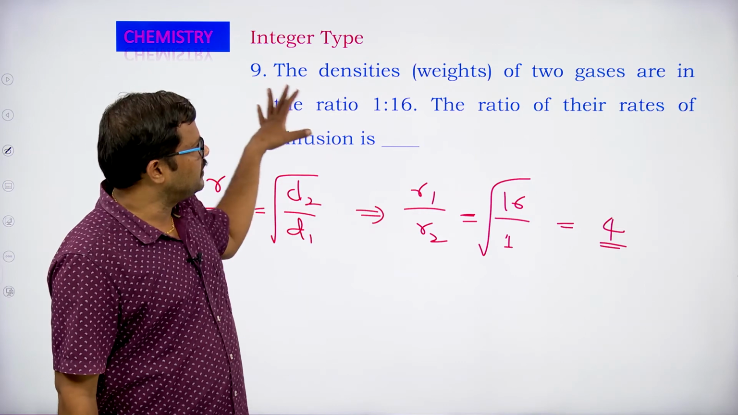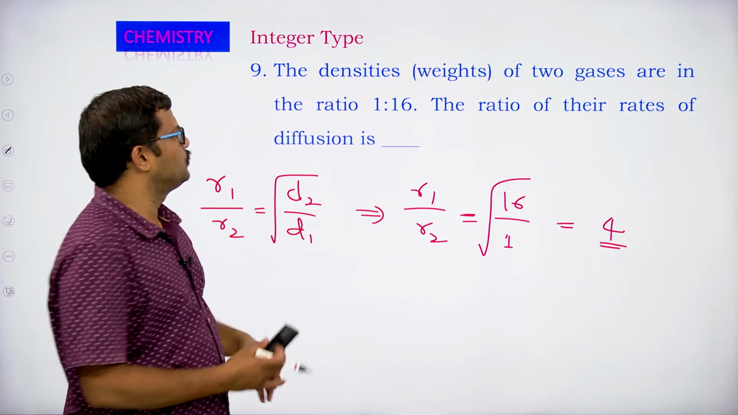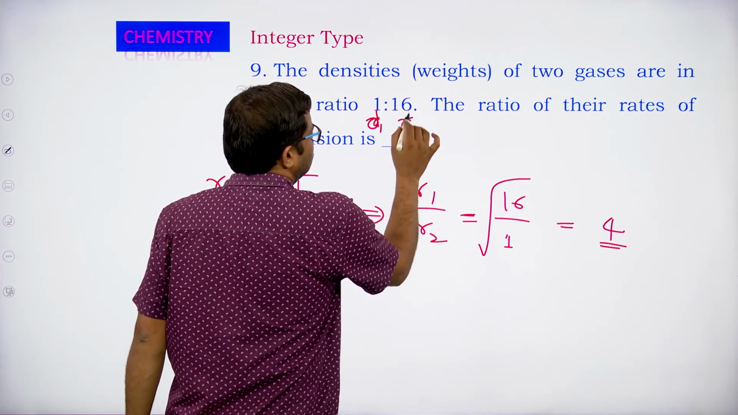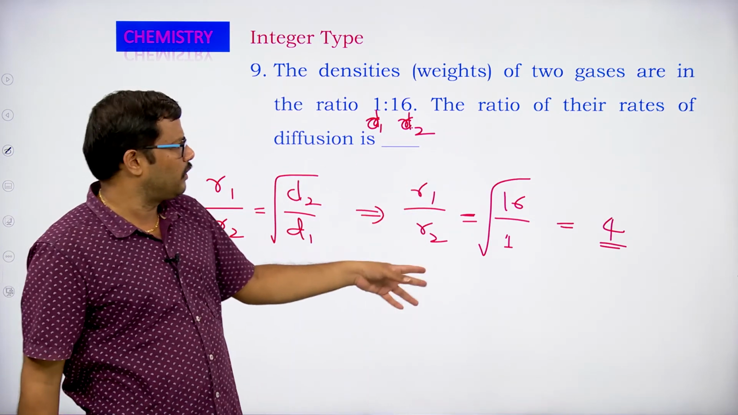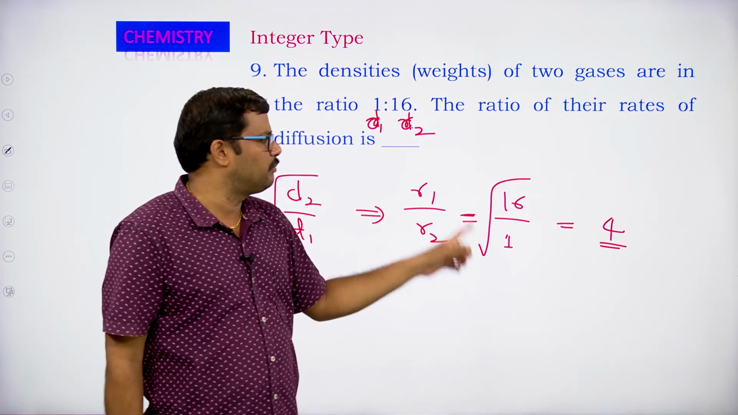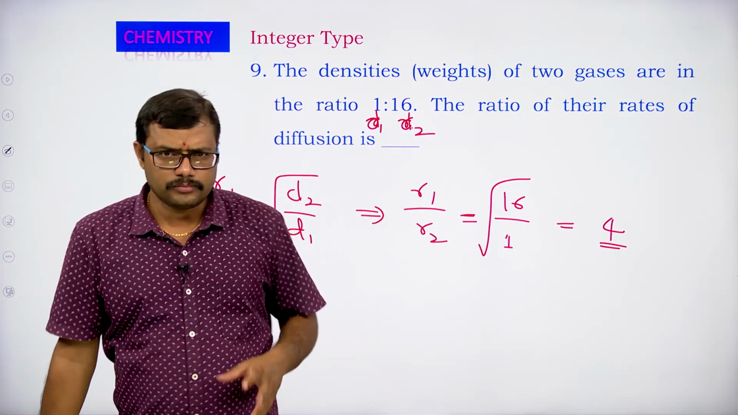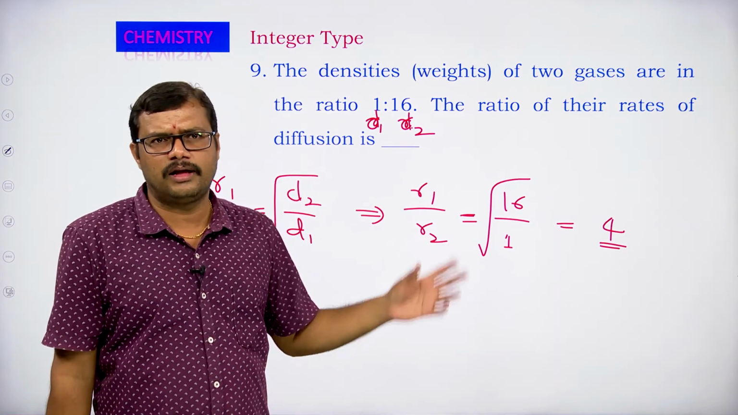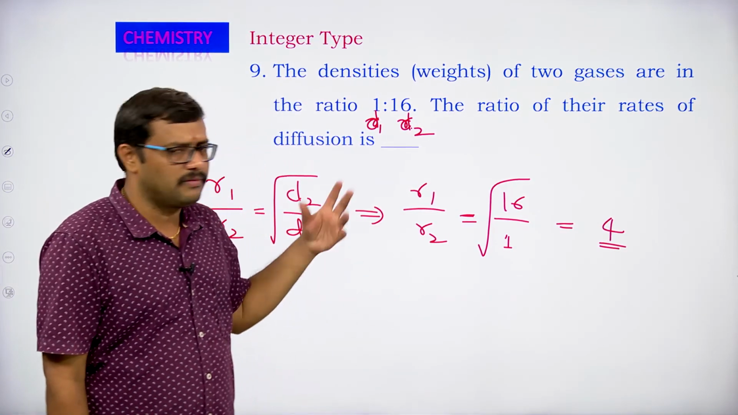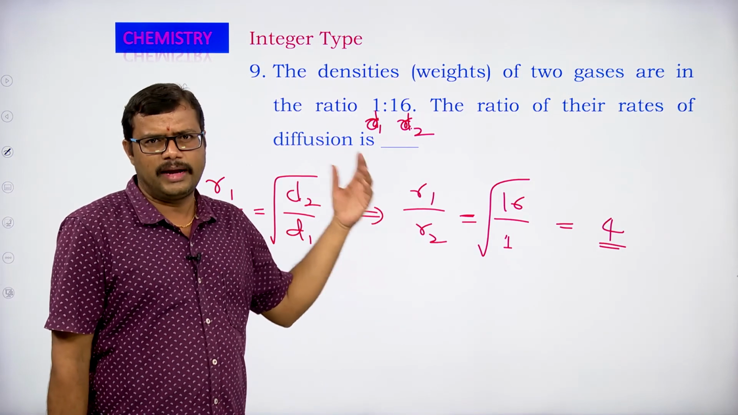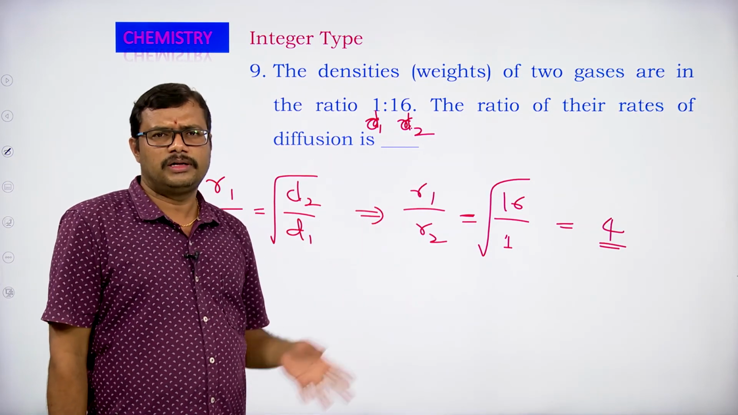Okay. So the densities of the 2 gases are given as 1:16. So this is the first gas with R1 and D1, and this is D2. So R1 by R2 is the square root of D2 by D1, so 16 by 1, so it comes out to be 4. So I think these are the few questions that we can expect in the advanced level examination as far as Graham's law is concerned, and one matrix match question, which we have seen with respect to Dalton's law as well.